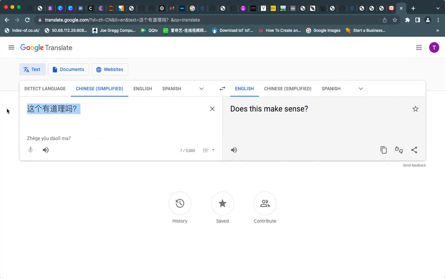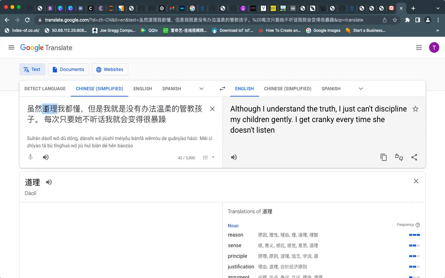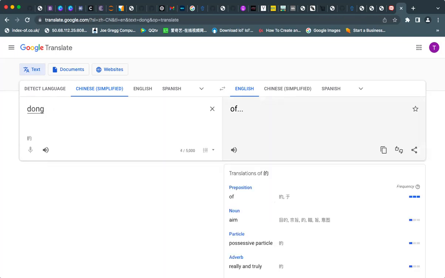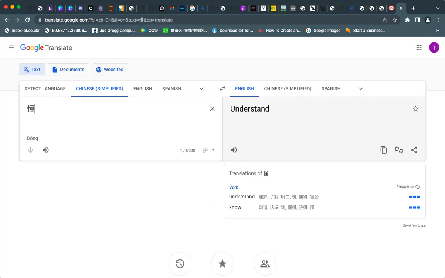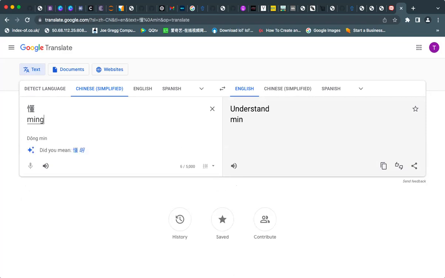Okay. So in your talk, you're saying, Suiyan, dauli. Dong. It means to understand. Okay. And what's the other word which you also can use for understanding?